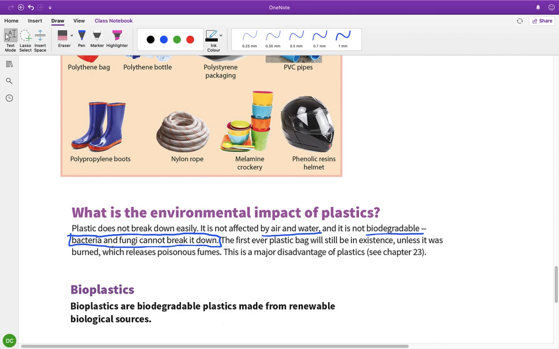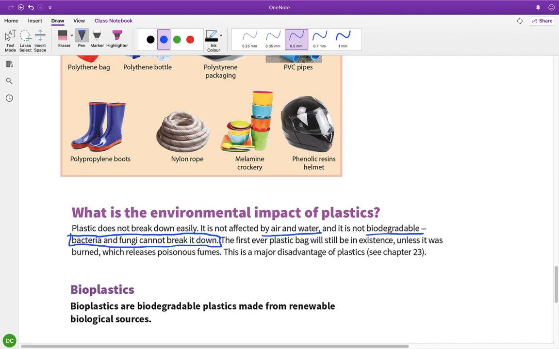So bacteria and fungi feed on dead plant and animal cells, and they process it through their body, and that's how it's broken down. But they can't eat plastic. They can't help with the breakdown of plastic. So air has no reaction with it. Water won't dissolve it. And bacteria and fungi, which are responsible for that natural degradation of things, that doesn't work either.